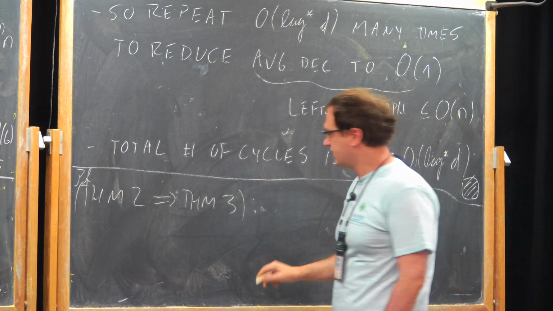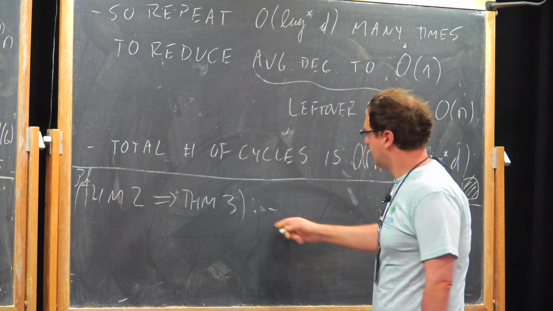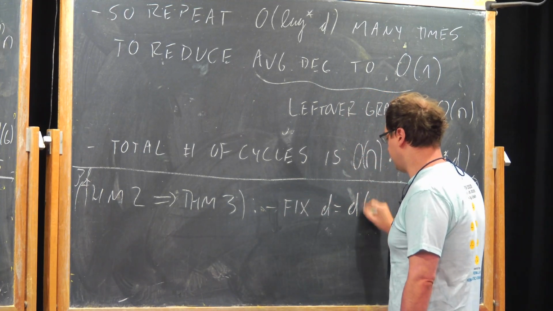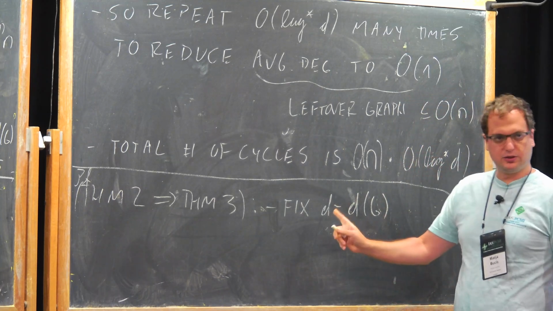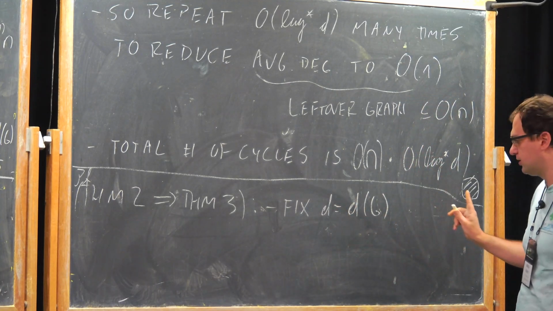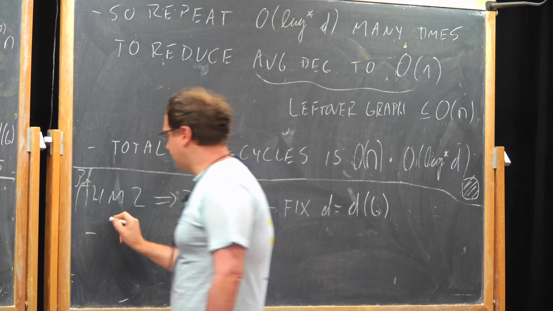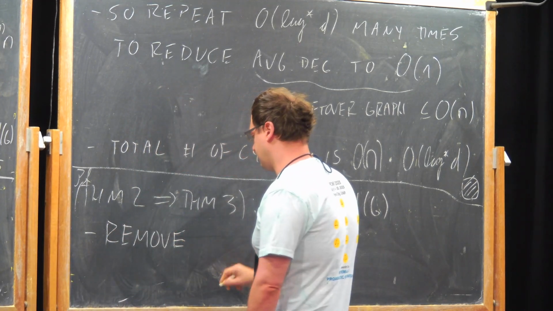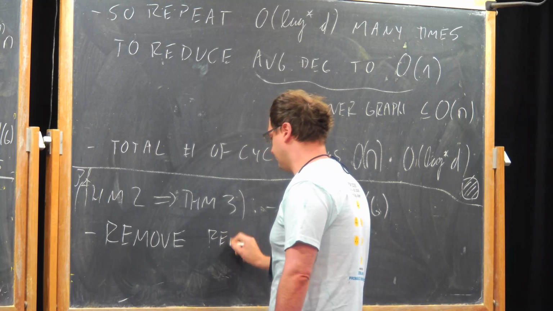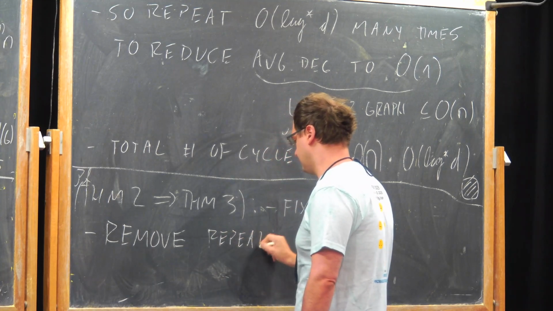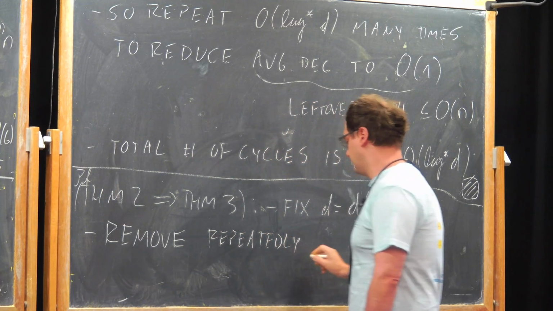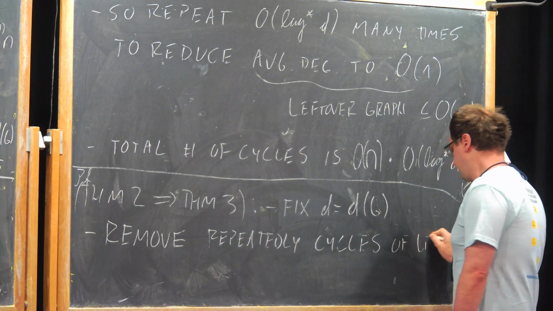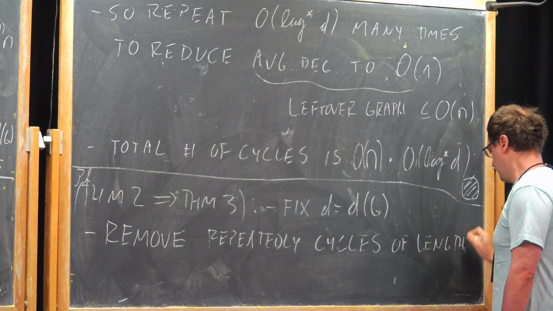So here, let's do a cleaning step. So, okay, let's fix d, which is the average degree of our original graph. D will not change throughout the process. This is important. Then remove any cycle which is longer than d iteratively. So remove repeatedly cycles of length at least d.